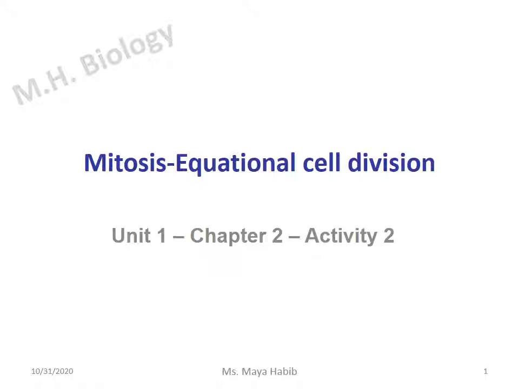Good morning everybody. Today we are going to start with a new topic, which is about mitosis. You already know that mitosis is a type of cell division that results in two genetically identical daughter cells. We will cover this topic in this session, and you can find all the needed information in Activity 2 of Chapter 2, in Unit 1 of your textbook.